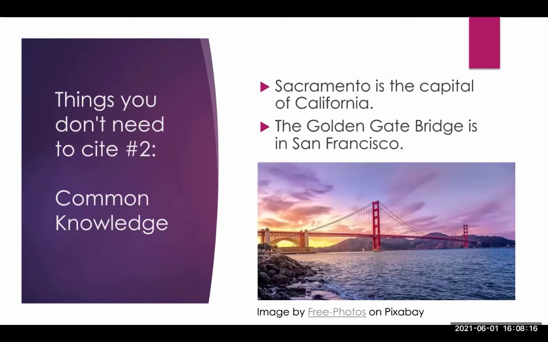You also don't need to cite common knowledge. So things that your roommate, your granny, your next door neighbor, things that they would know. You don't need to cite common knowledge. So pretty much everybody knows that Sacramento is the capital of California. Pretty much everyone knows that the Golden Gate Bridge is in San Francisco. So you don't necessarily need to cite things that are common knowledge. But once you get past that point of common knowledge, and if you're not sure, you can ask a librarian, then you need to start citing these ideas and facts and knowledge.